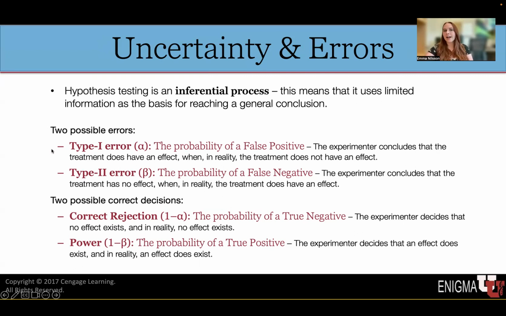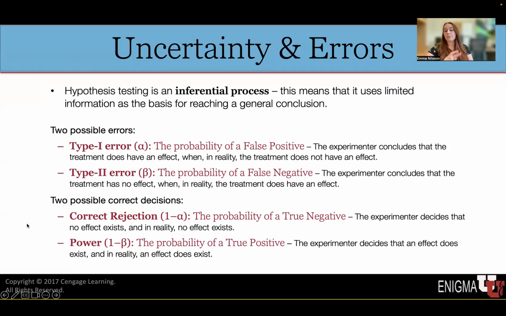The first is a type 1 error, or we call this alpha, or alpha is the probability of this. A type 1 error is a false positive. So it's when we conclude that the treatment does have an effect, when in reality it does not. A type 2 error is the probability of a false negative, when we as the experimenter conclude that the treatment has no effect, but the treatment actually did.